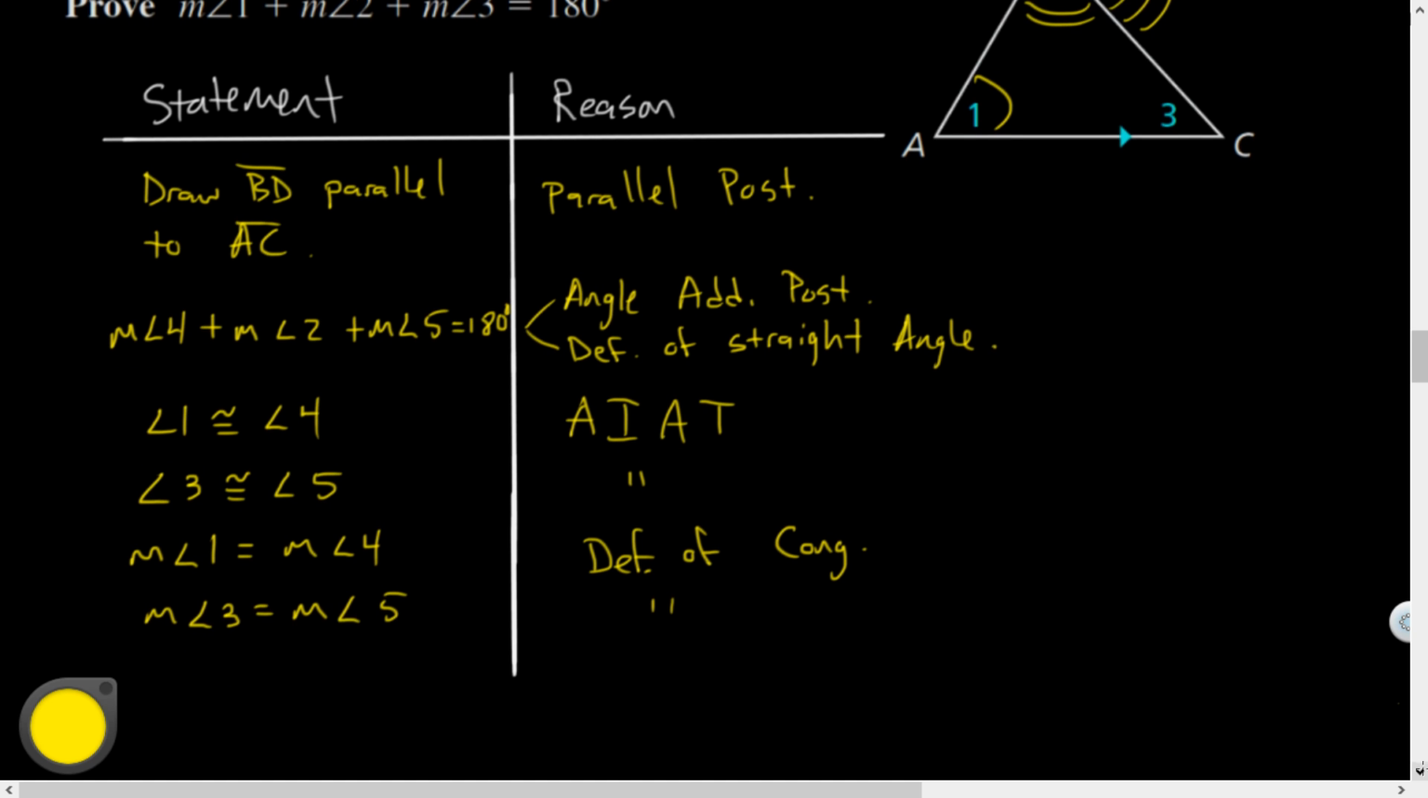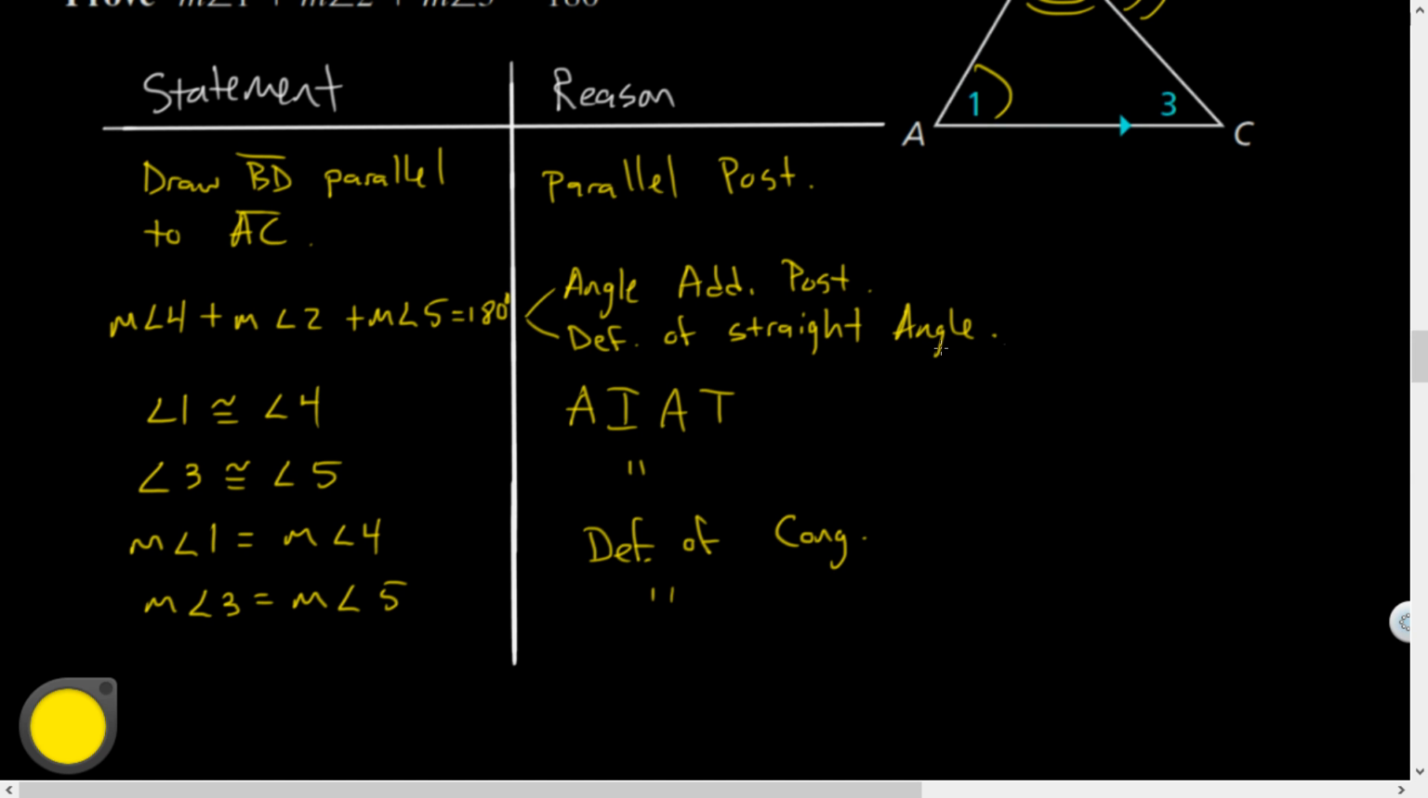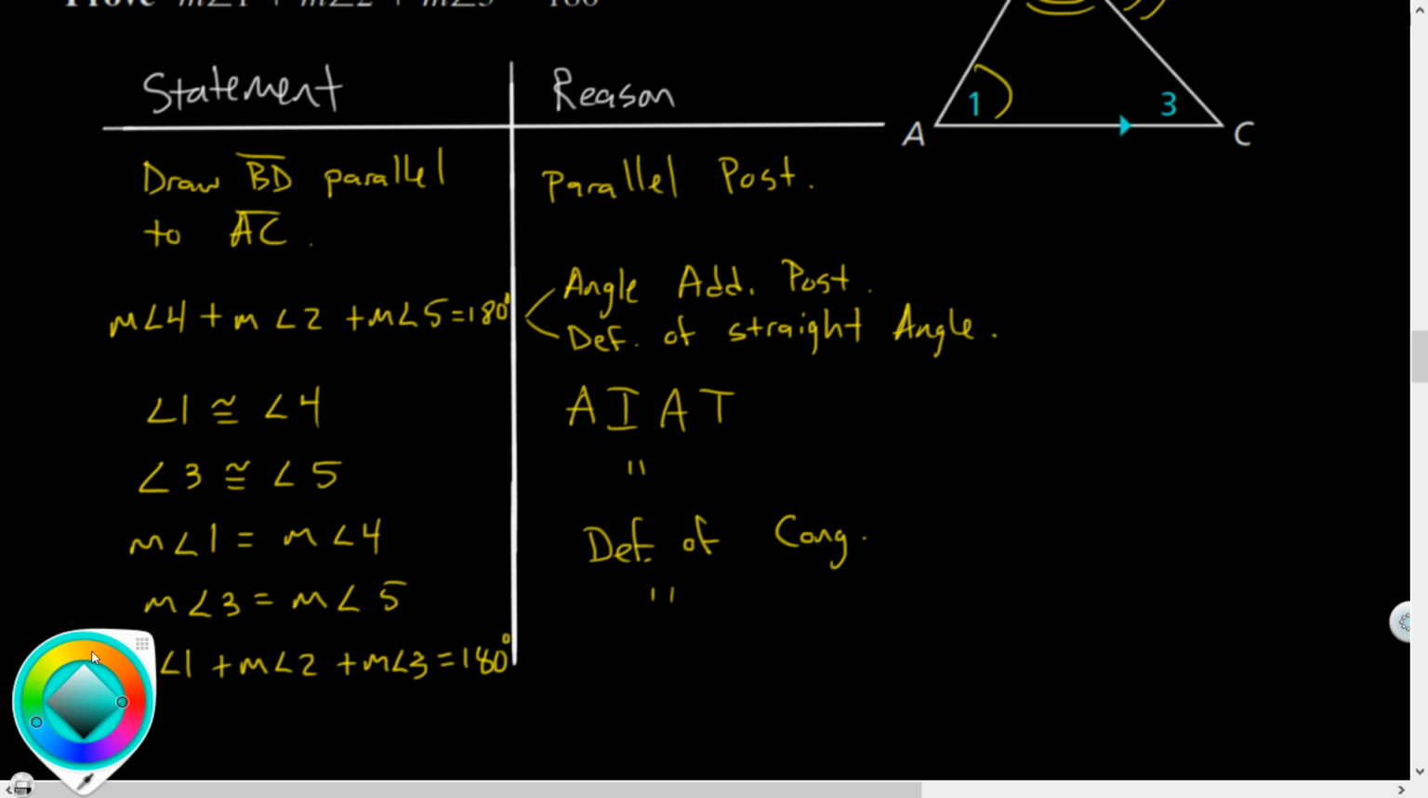I think we're getting warm, friends. I think I can actually write my statement. I'm going to say measure of angle 1 plus the measure of angle 2 plus the measure of angle 3 equals 180 degrees. How did I do that? I think I combined this and these. Does anyone see how I could have gotten to that conclusion?